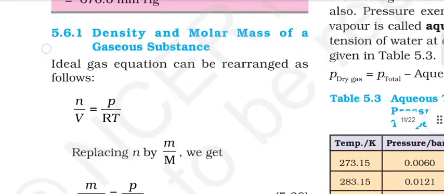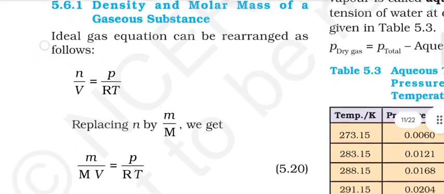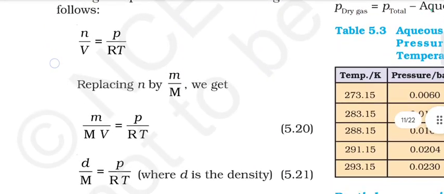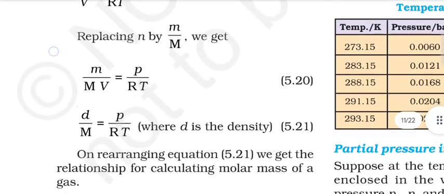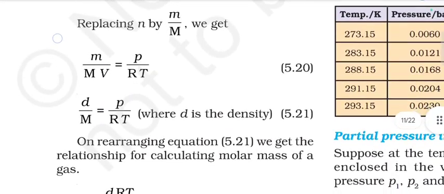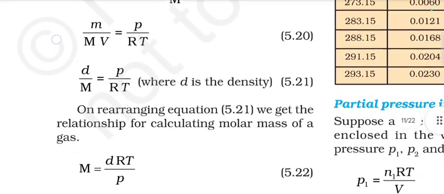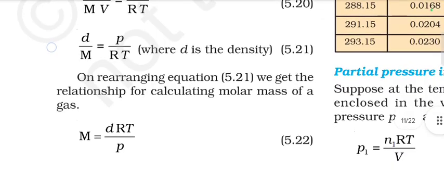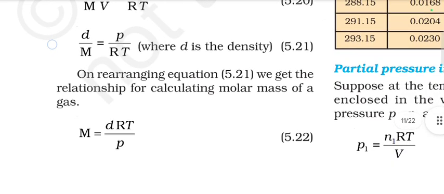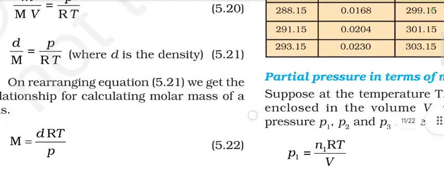Density and molar mass of a gaseous substance. The ideal gas equation can be rearranged as follows: n/V = P/RT. Replacing n by m/M, we get m/(MV) = P/RT, so d/M = P/RT, where d is the density. On rearranging equation 5.21, we get the relationship for calculating the molar mass of a gas: M = dRT/P.